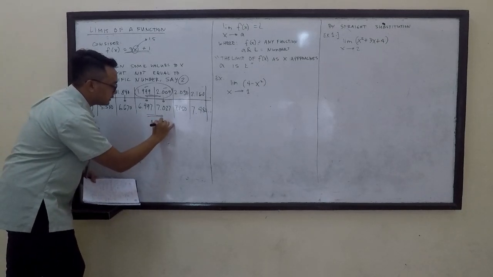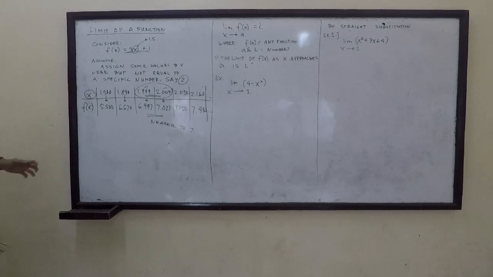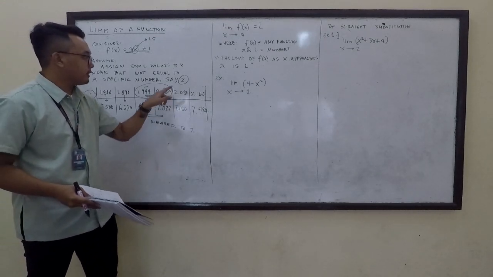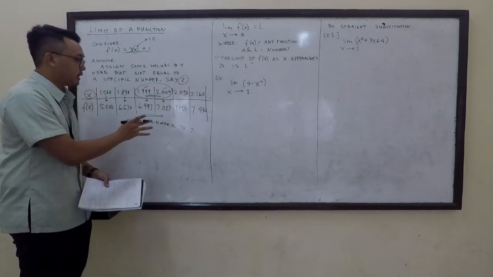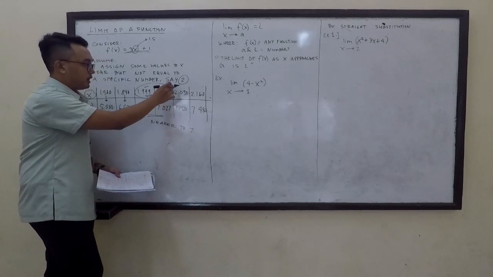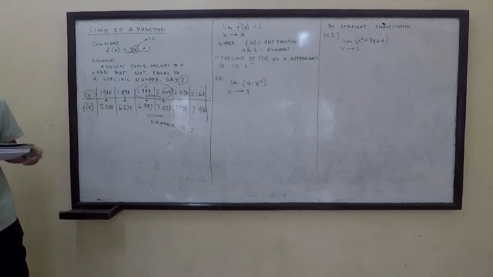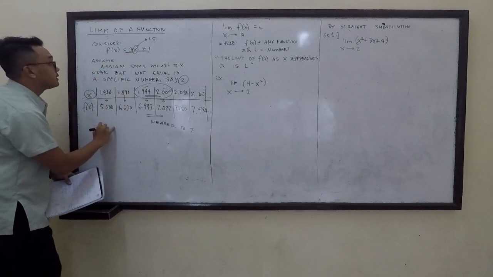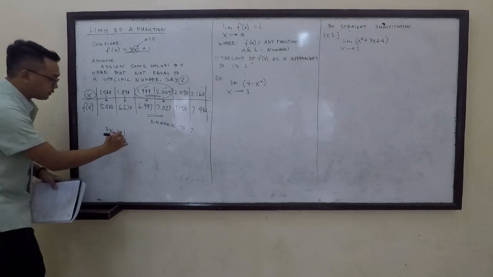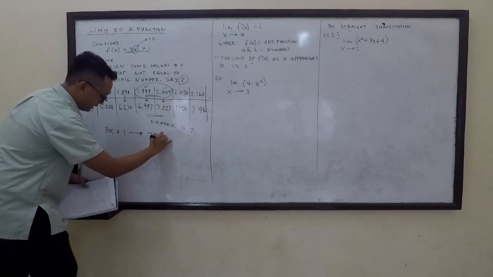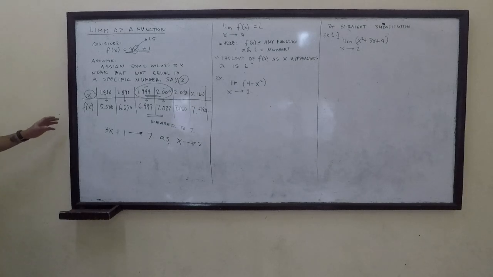So near to 7. So what is the concept? If the input is near 2, our output is near 7. It is not equal to 7 because the input is not equal to 2, so what we get is an approximation. Therefore, our function 3x plus 1 approaches the value 7 as x approaches the value of 2. So it's simple.